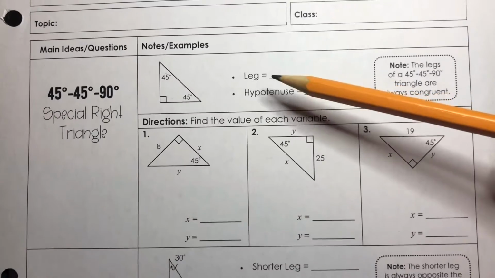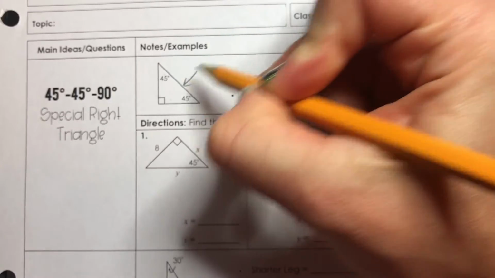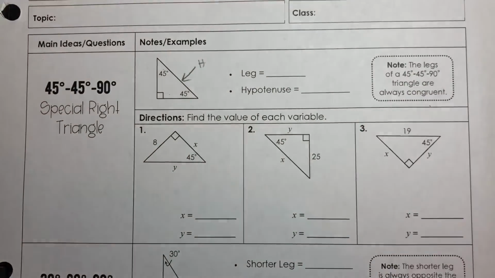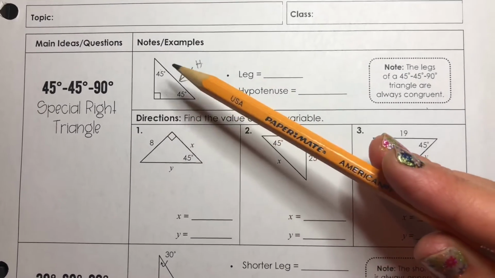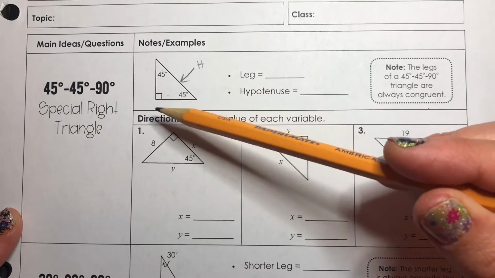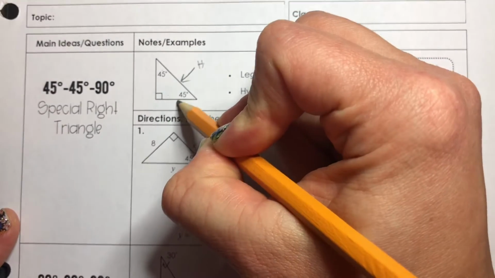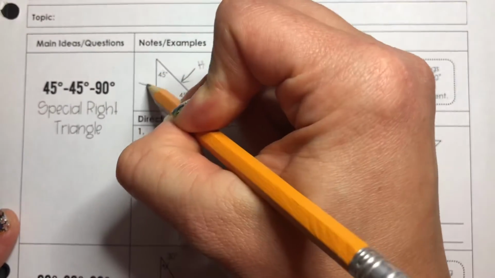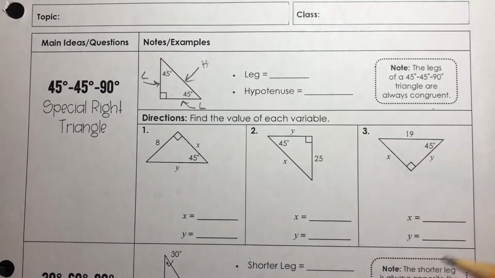a hypotenuse and a leg. Now the hypotenuse is always going to be directly across from the right angle. Okay, I'm just going to label that with an H for right now. So that 90-degree angle is going to leave these other two to be 45. Now the other sides that make up that right angle, those are your legs. Okay, so that's a leg. And that's a leg. All right, two legs and a hypotenuse is what we have in every right triangle.